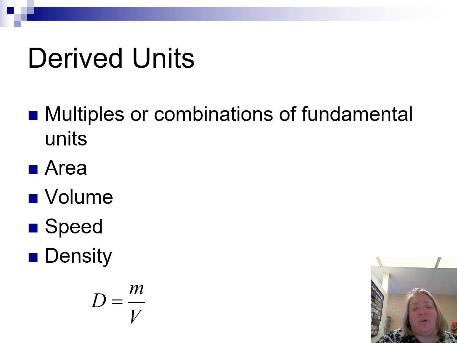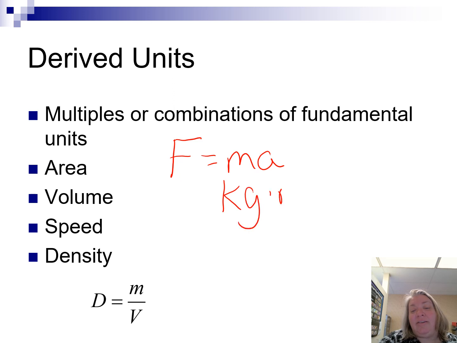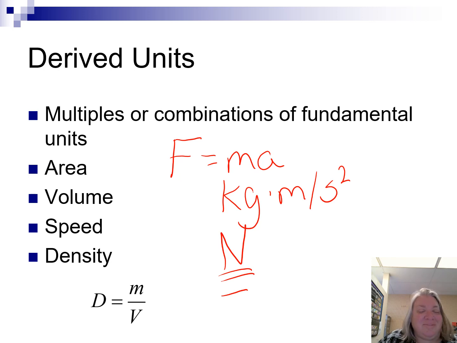Now they can get even more complicated. So let's say we take force. Force is mass times acceleration. That's a kilogram times meters per second squared. We start to get some really, really awkward units. So they start to give them some new names. They call this a Newton. And we'll see that again later in this unit. So just something for you to think about.